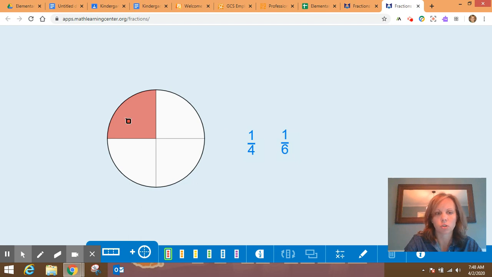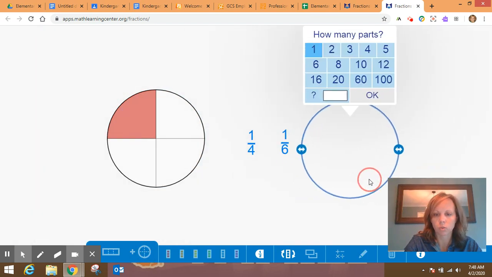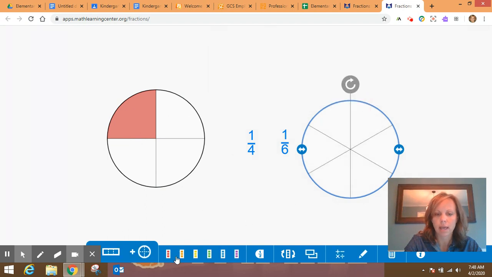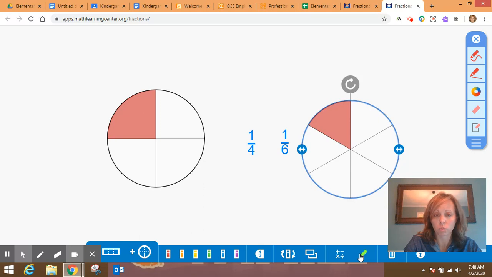Okay, so that's what 1/4 would look like. Let's look at another one. Let's look at the 1/6. If I break it into six parts to represent six, and I'm only going to take 1/6 of that, now which fraction is more? Which fraction is greater, 1/4 or 1/6? You're correct, 1/4 is bigger. So 1/4 is greater than 1/6.